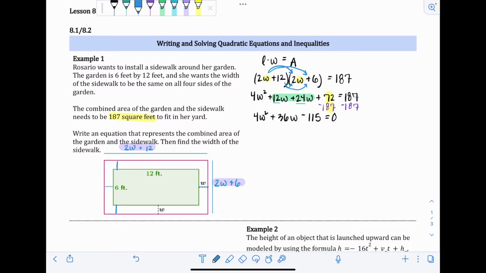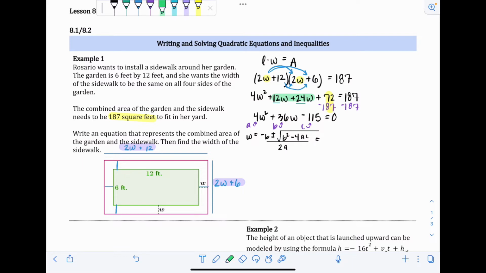So we need to figure out what a, b, and c are. So a is the coefficient of w squared. Usually it's x squared, but in this case a is 4, and then b is 36, and c is negative 115. And then usually when we write the quadratic formula, it's like x equals negative b, blah, blah, blah, the rest of it. In this case, our variables are w. So we'll do w equals, and then the quadratic formula, negative b plus or minus the square root of b squared minus 4ac all over 2a.